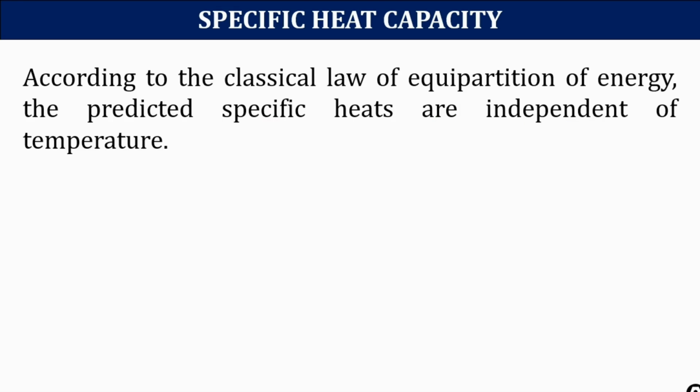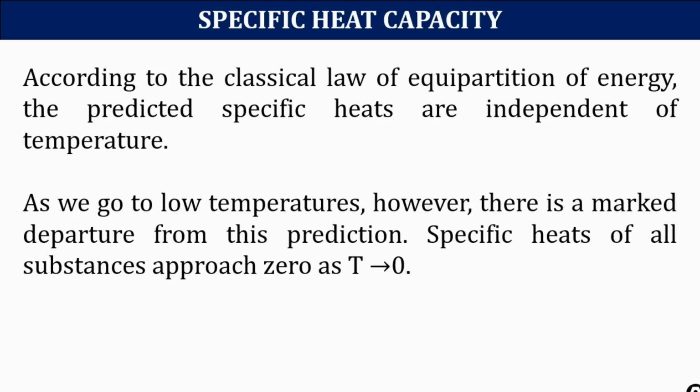According to the classical law of equipartition of energy, the predicted specific heats are independent of temperature. According to the law of equipartition of energy, specific heat capacity should be independent of the temperature. In the specific heat capacities we have determined so far, whether for different kinds of gas, solids, or water, the temperature T does not appear. But when we go to very low temperatures, we can observe that the value of the specific heat capacity changes. We can see that the specific heat of all substances becomes zero at absolute zero temperature, which shows that there should be a dependence of specific heat capacity on the temperature.